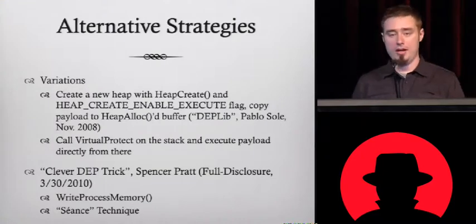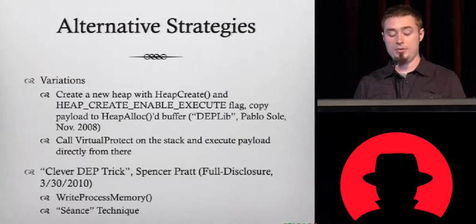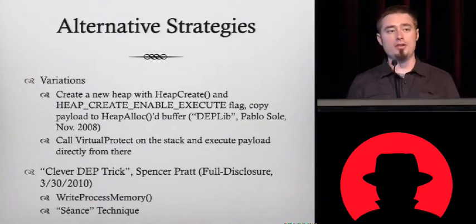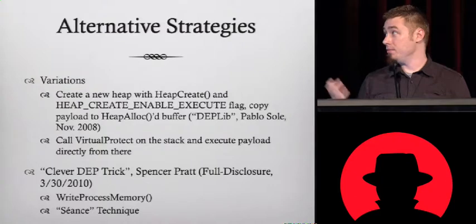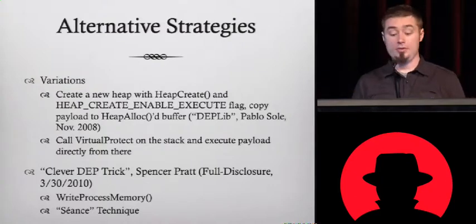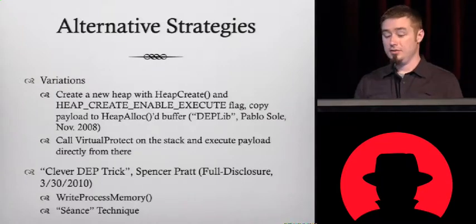One thing we can do is, like Pablo Soleil mentioned in his presentation a few years ago, we can create a new heap with the flag HeapCreateEnableExecute. Because we're calling things through the import table, if for instance VirtualAlloc isn't available from the module, but HeapCreate is, you can just do this. The other one is if VirtualProtect is available, you can just point that to your stack and make your stack executable. And that's actually a lot less code.